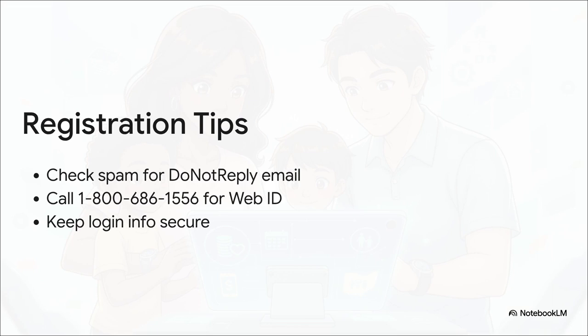If you don't see that activation email pop up, just check your spam folder for a message from Do Not Reply at childsupport.ohio.gov. And if you need your 12-digit web ID but don't know it, just call the state help desk at 1-800-686-556 during regular business hours. Oh, and of course, write down your new login info somewhere safe.